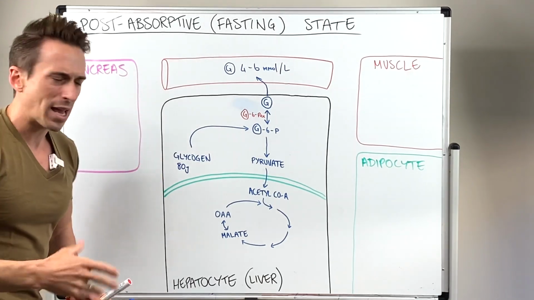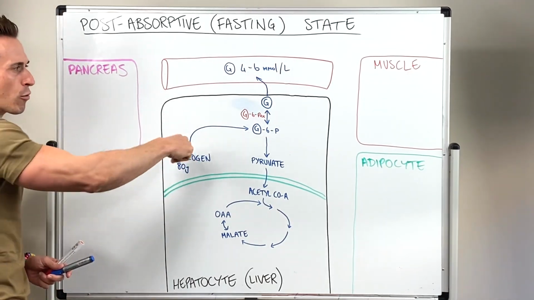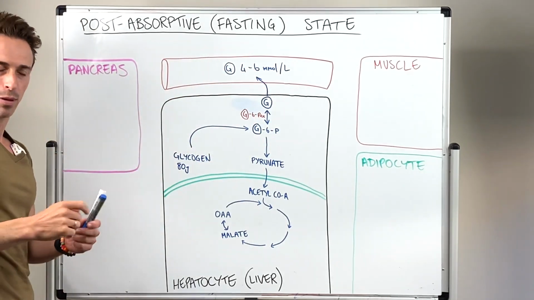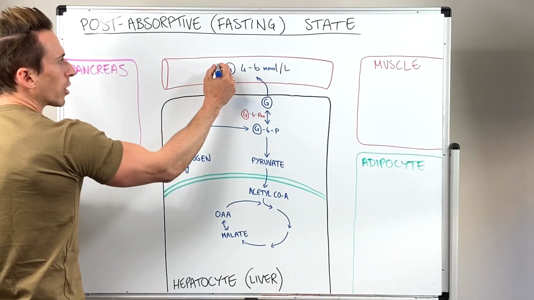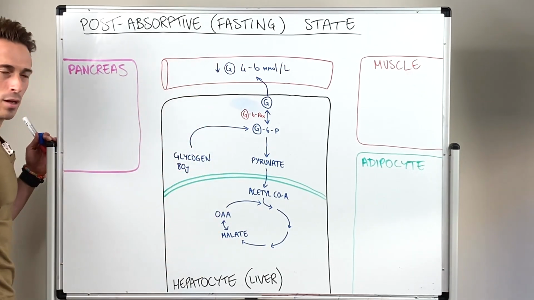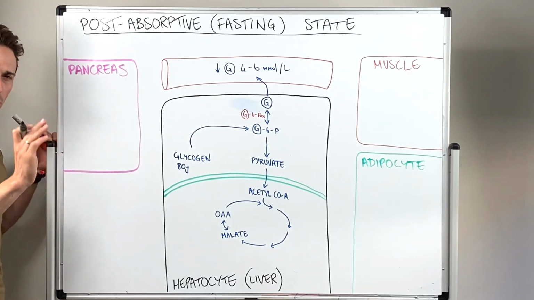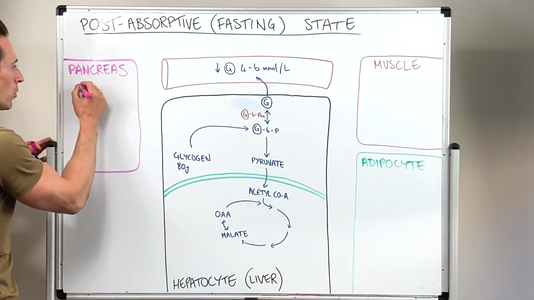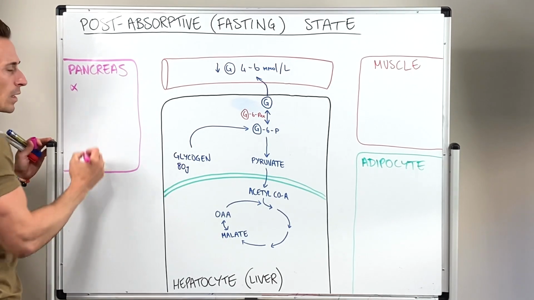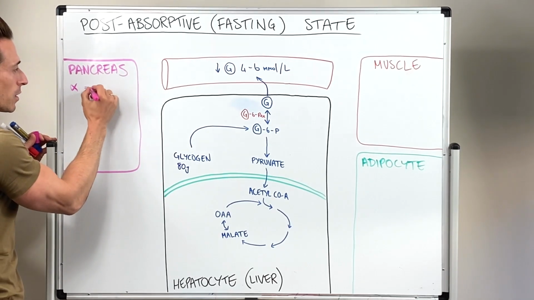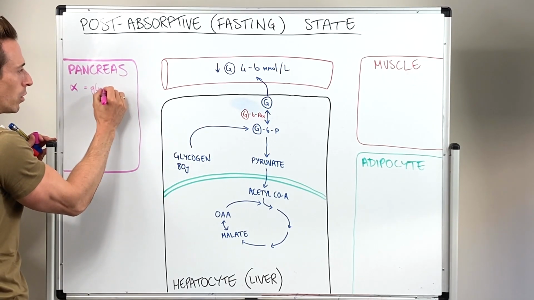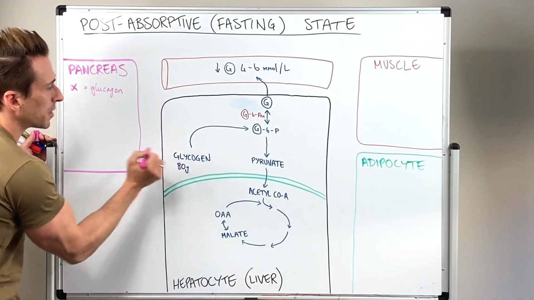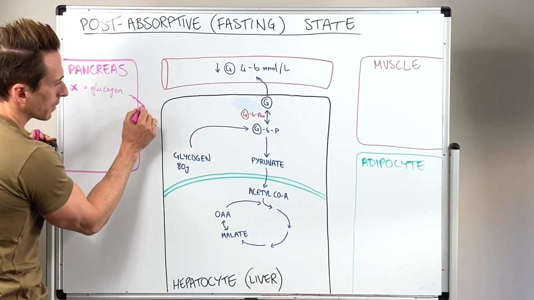But how does this happen? How do we take stored glycogen, break it down into glucose to be released in the bloodstream? This is where the pancreas comes into play. Because if our blood glucose levels begin to drop, the blood supply that feeds the pancreas stimulates a certain type of pancreatic cell called an alpha cell. And these alpha cells, they produce a hormone called glucagon. Now what glucagon does is it stimulates this process.